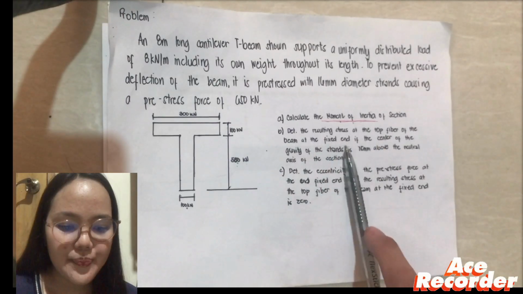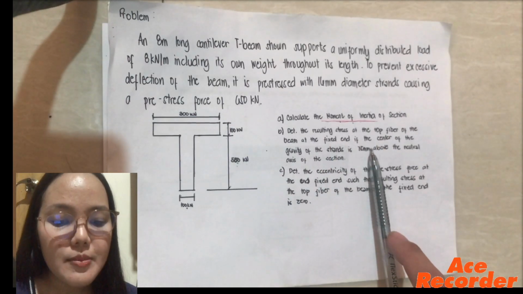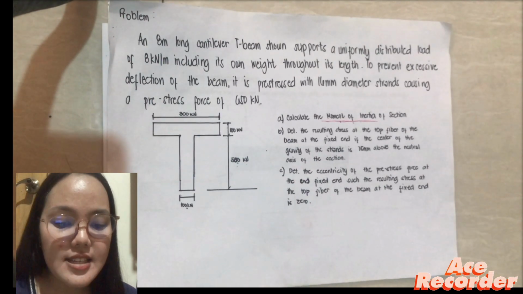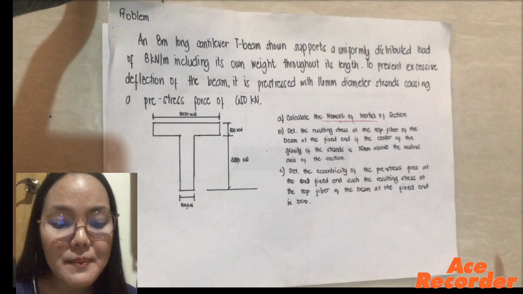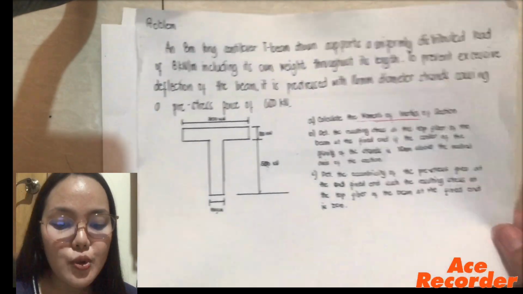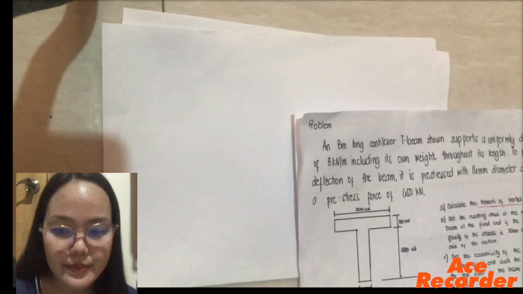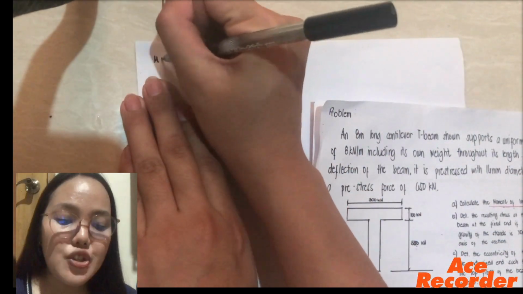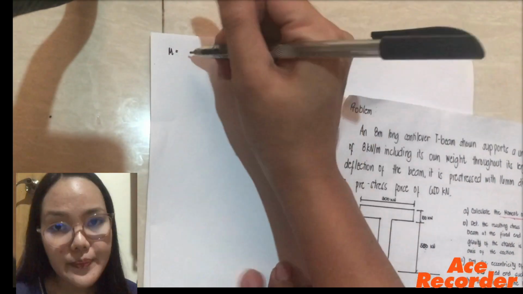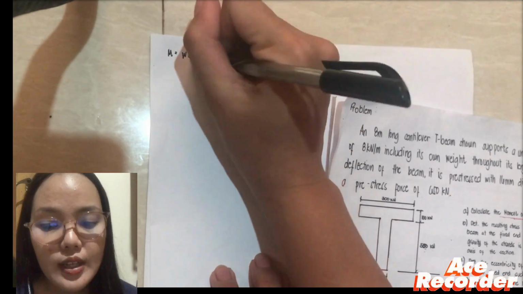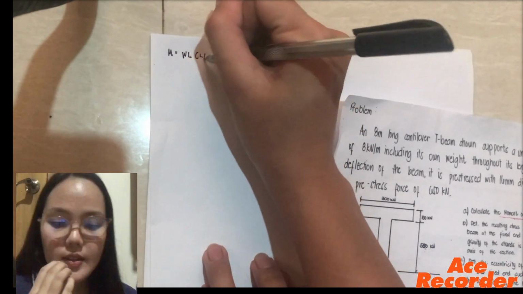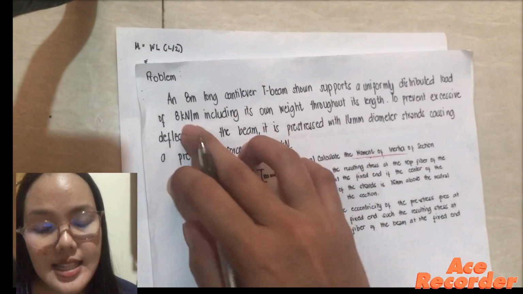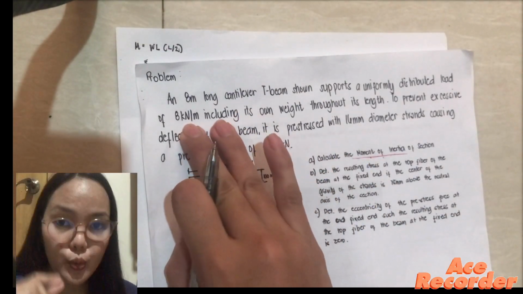In letter B, determine the resulting stress of the top fiber of the beam at the fixed end if the center of the gravity of the strand is 75 mm above the neutral axis of this section. Okay. In order to find the stress at the top fiber of the beam, we need to get first the moment. Now, the formula of the moment is weight times length squared over 2.